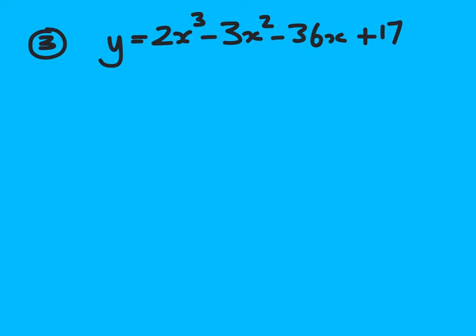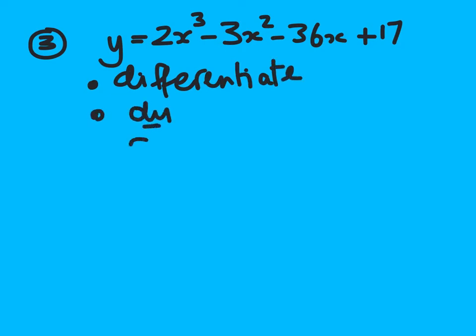Find the stationary points. Now remember, the procedure for stationary points is the first thing we need to do is differentiate, because that gives us the gradient formula. Then we need to put the differentiated formula, the dy by dx, equal to 0, because that tells us all the places where the gradient is 0. In other words, where the graph goes flat.